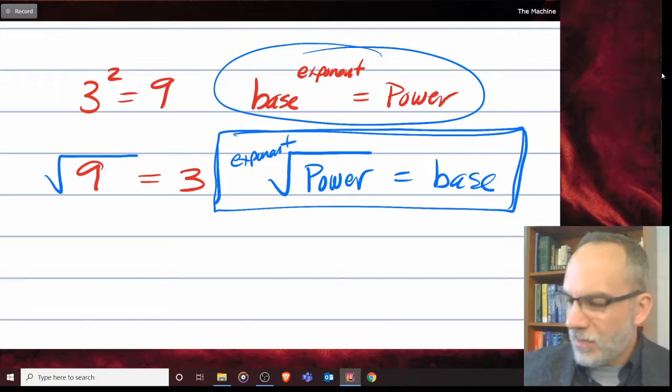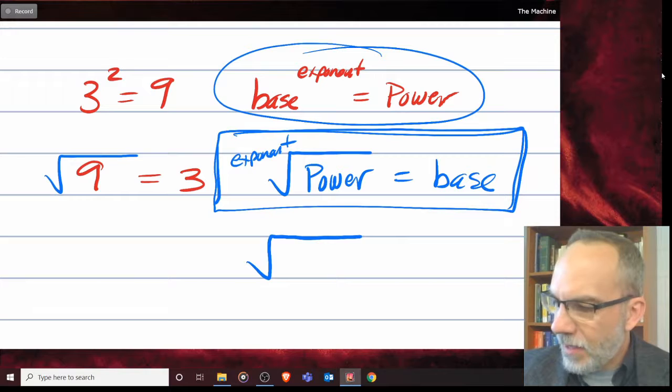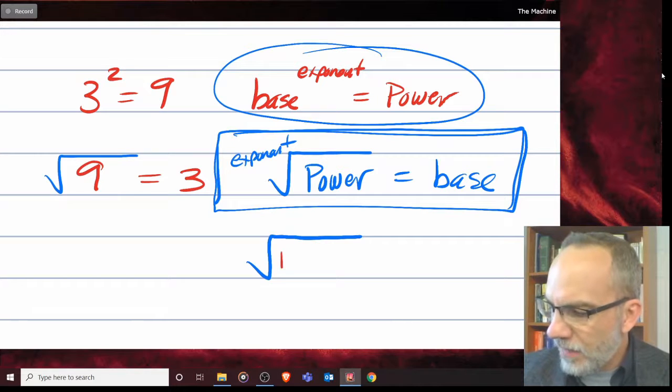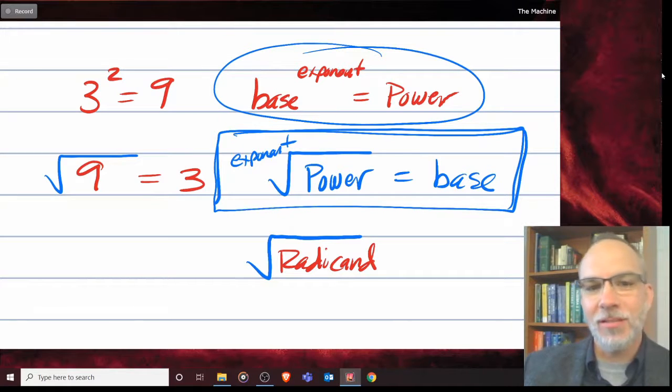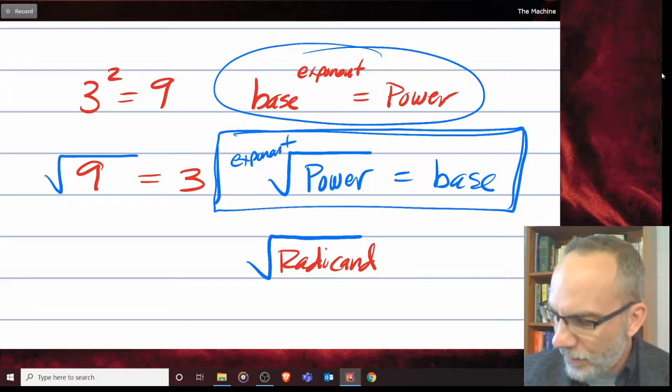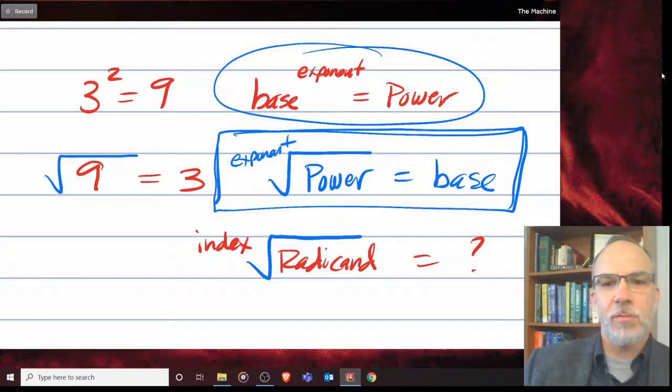What you'll see in a textbook looks like this. You'll see the symbol, and then the textbooks will call what's inside the radicand. Not radicant, radicand with a D as in delta. And then they call the thing up there the index. And then I've never seen them even say what that is over there, okay? I don't know why they change the names of those things.